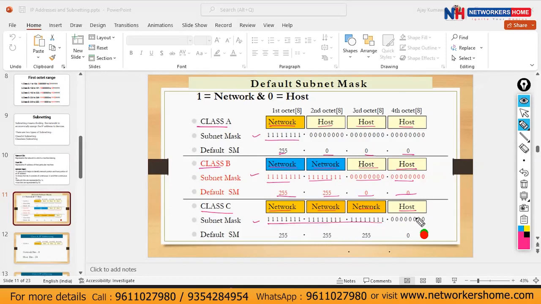Similarly, for class C, 3 octets are for network and the last octet is for host. In the 3 octets, we will have ones. The last octet will have zeros. And in decimal, 255.255.255.0. Here ones represent the network and zeros represent the host. Okay.